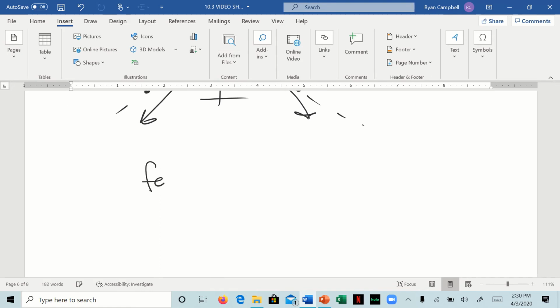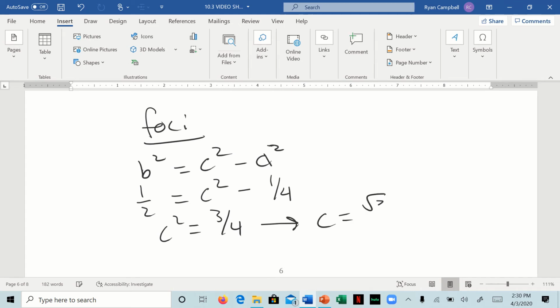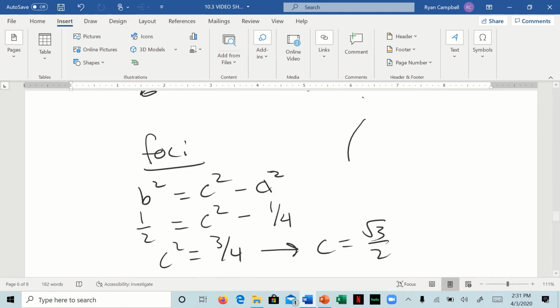Lastly, we want to find our foci. So remember, foci, the focus are further away. So we have c squared equals a squared plus b squared. We said that a squared was 1/4, b squared was 1/2. So c squared is 3/4, which means c is the square root of 3 over 2. Since a is on the y-axis, we see that the foci are going to be with the y values. So 0, plus or minus square root of 3 over 2.